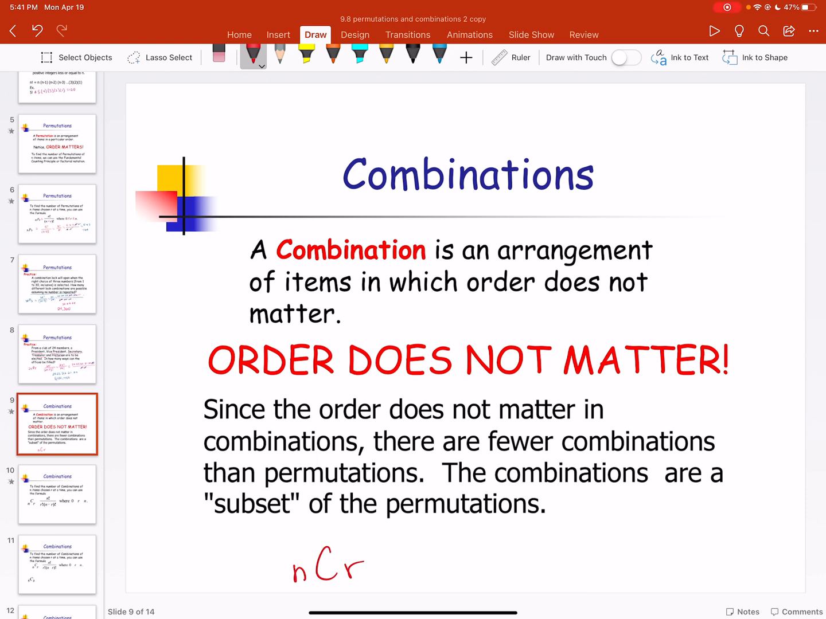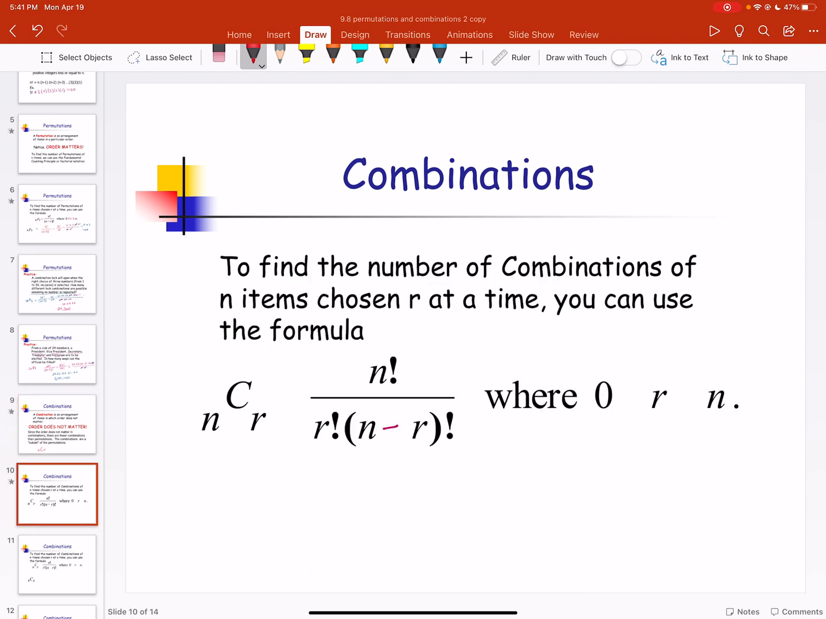Since the order doesn't matter in a combination, there are fewer combinations than permutations. So when order matters, you have a lot of permutations. When order doesn't matter, you don't have as many combinations. So here's our formula for a combination. N choose R is N factorial divided by R factorial times N minus R factorial. Again, R has to be between 0 and N.